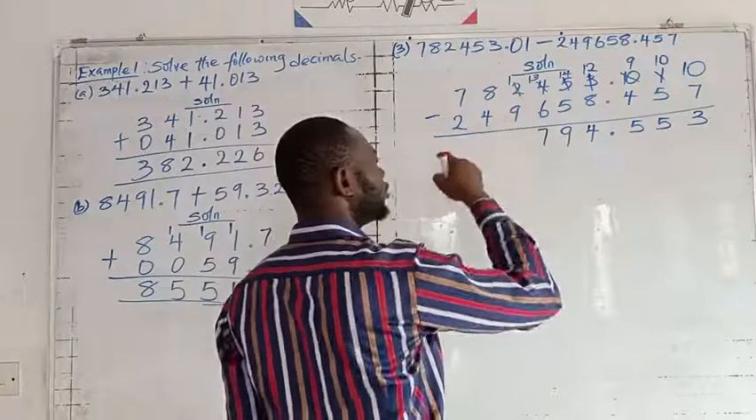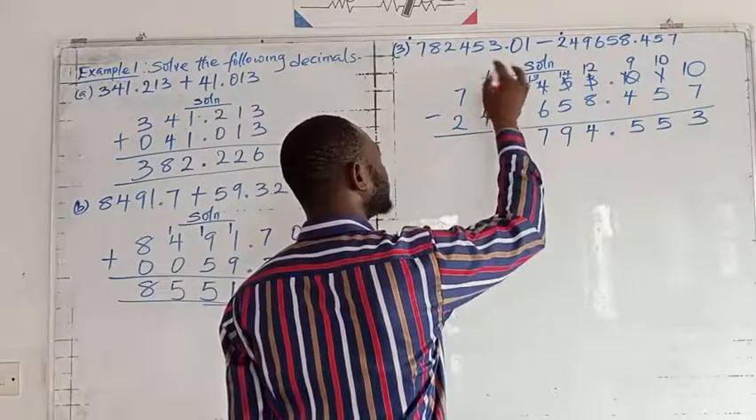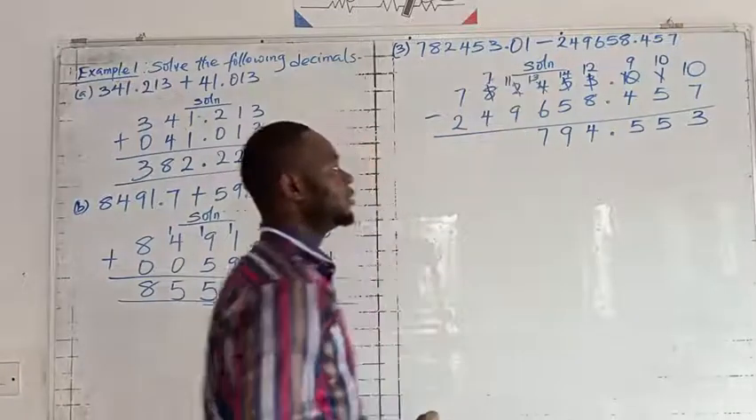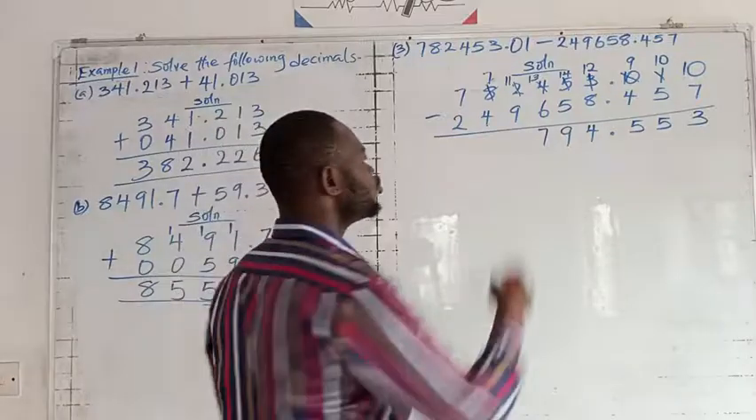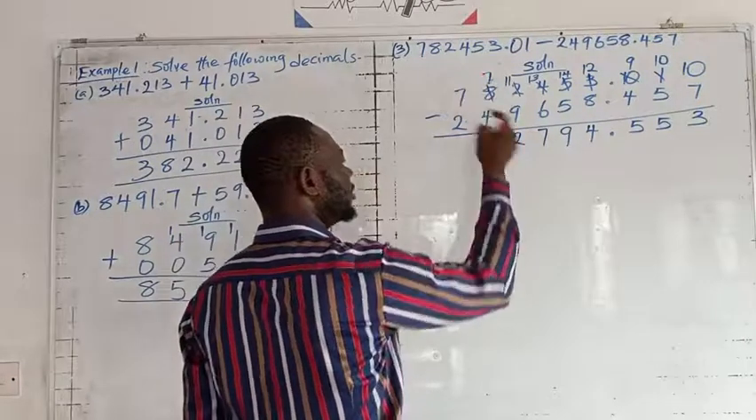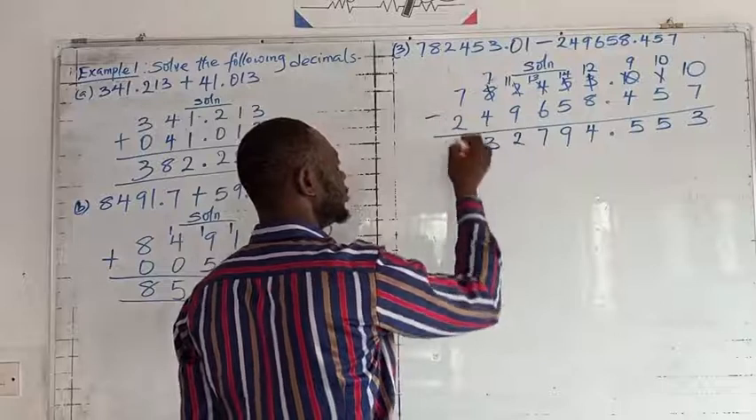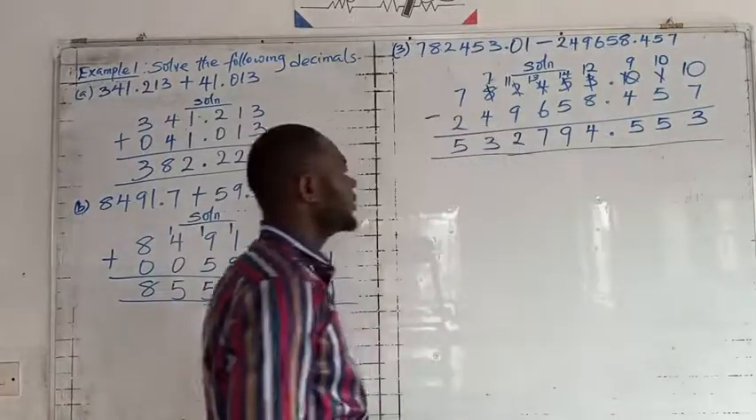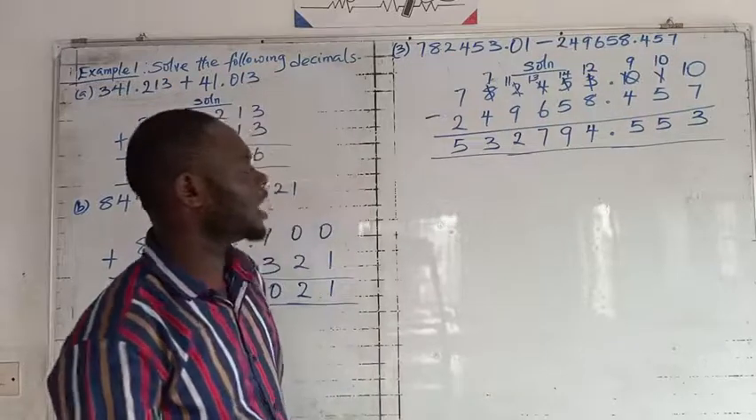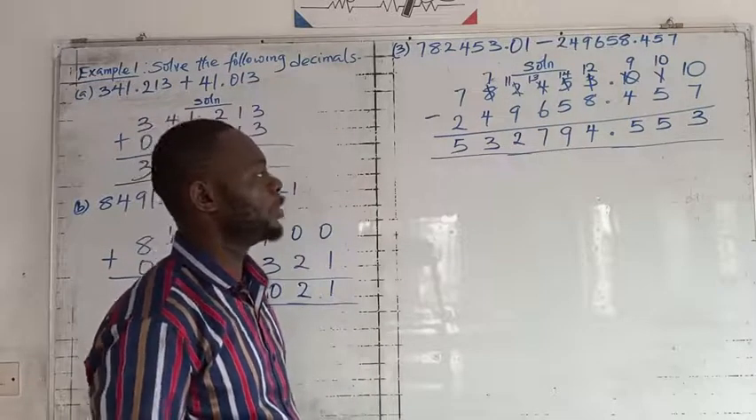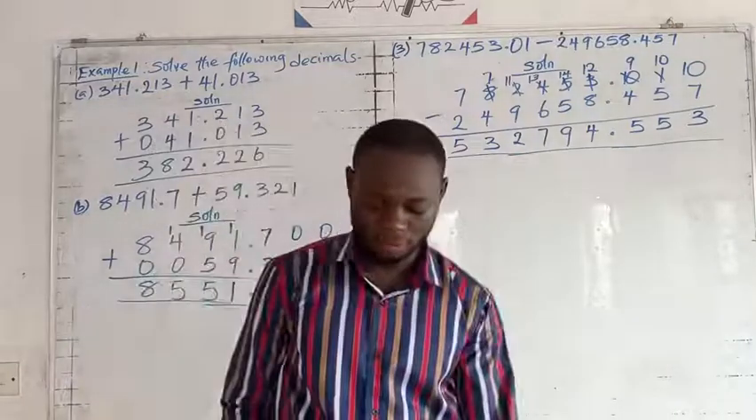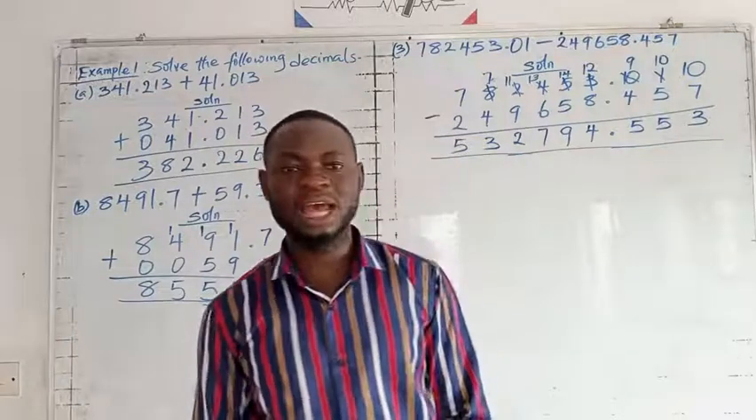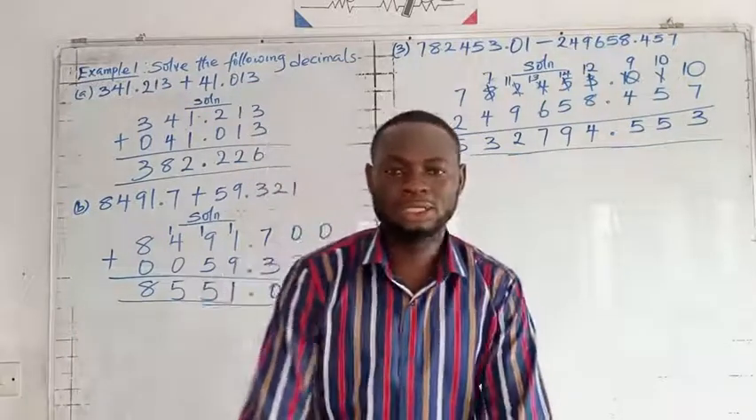1 minus 9, can it go? No. You borrow 1 from 8. 7 remains. You put that 1 here, 11. 11 minus 9, 2. 7 minus 4, 3. 7 minus 2, 5. Therefore, our answer is 532,794.553. So this is the concept of subtracting and adding decimal numbers.